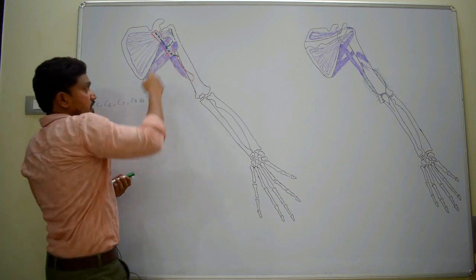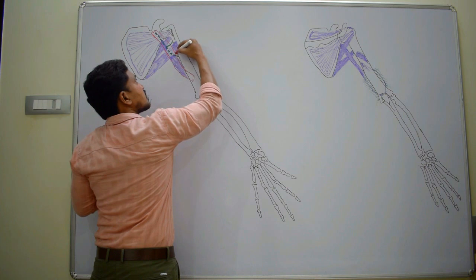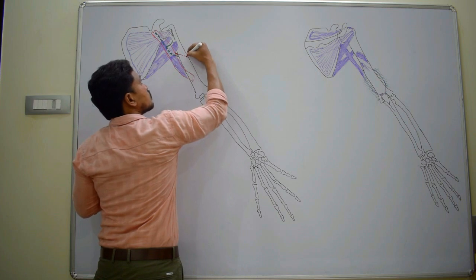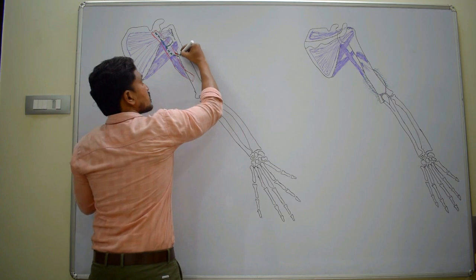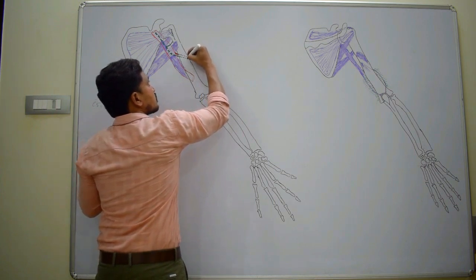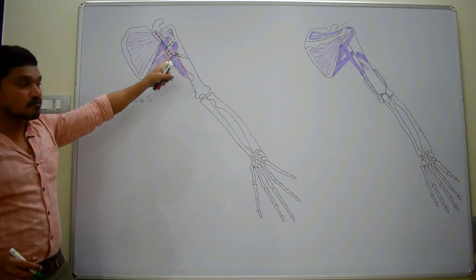See here, this is the brachial artery, no? This brachial artery will give profunda brachii, right? So, along with profunda brachii, this radial nerve will be entering into the groove. What is this groove called? Spiral groove. So, now I am drawing dotted lines because we are seeing from the anterior view. This is the profunda brachii artery, this is the radial nerve.